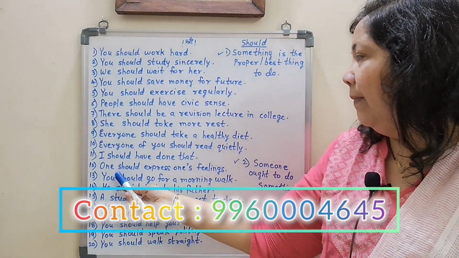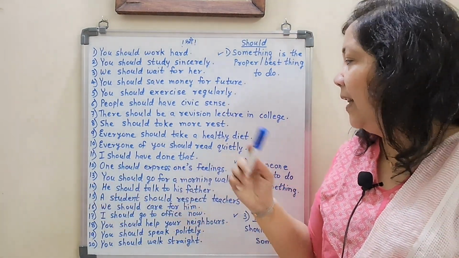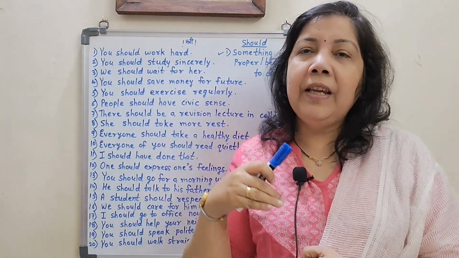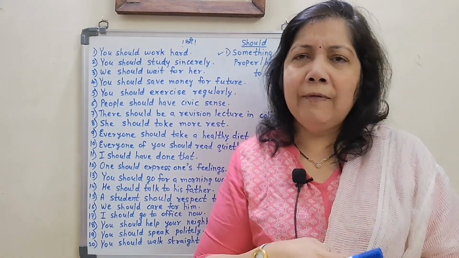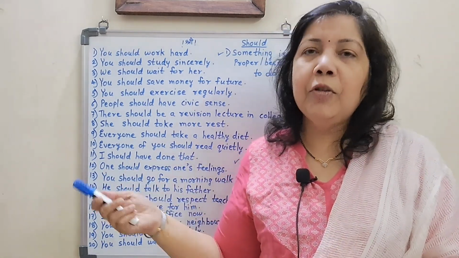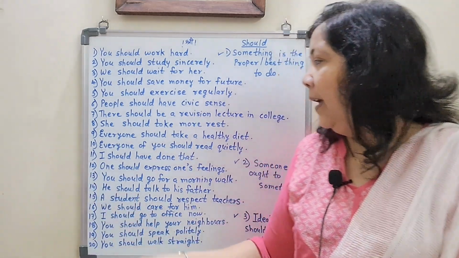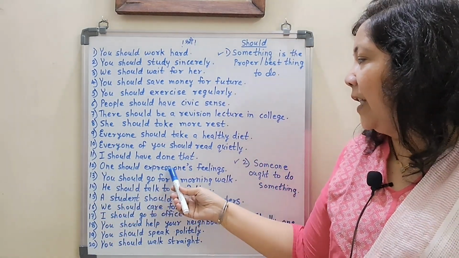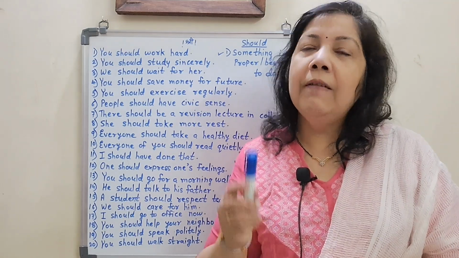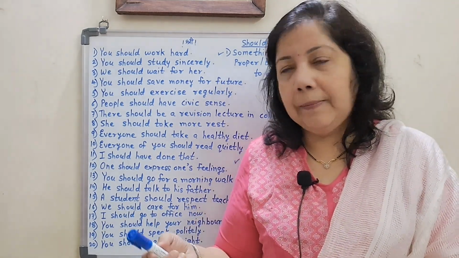Next is, I should have done that. Afterwards, when we think that what I did was not correct, I should have done that. That time also we use should. Next one, one should express one's feelings. So the best thing for one is what? One should express one's feelings.